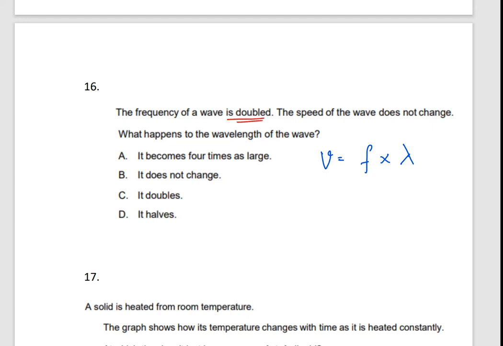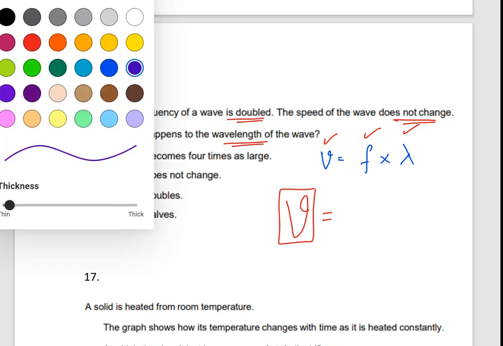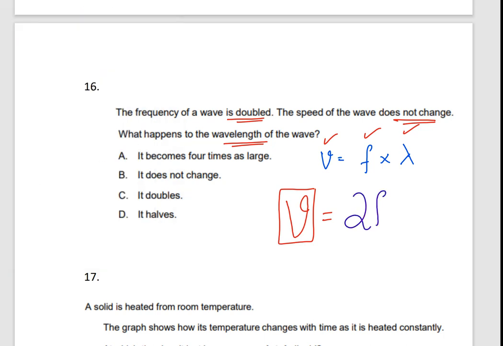Frequency of the wave is doubled. Interesting question. Speed of the wave does not change. What happens to the wavelength of the wave? So the speed should not change. We know that speed is equal to frequency times wavelength. So speed does not change, but the frequency of the wave is doubled. So let's put, instead of f, double the f. So it is 2 times the f.